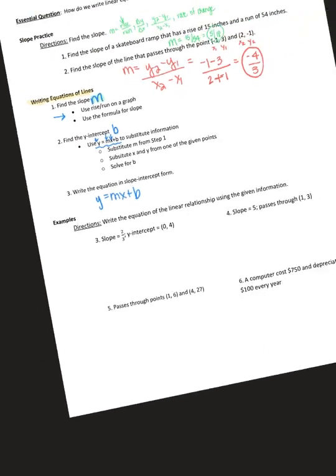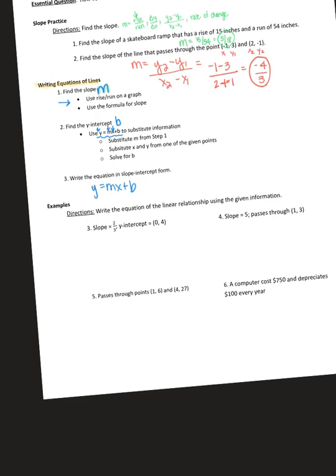In number 3, the directions say write the equation of a linear relationship using the given information. Our slope is 2/3 and our y-intercept is (0, 4). In order to write the equation, we need y equals mx plus b, and we need to identify m, which is 2/3, and then the y-intercept, which is where x is equal to 0. So this is 0, and this is going to be b, and so b is equal to 4. We're just going to substitute those in. So y is equal to 2/3 goes in for m, x plus 4.